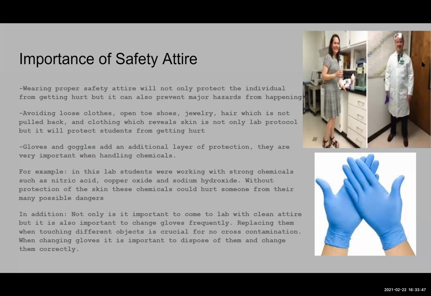Additionally, when heating glassware during this experiment, goggles and gloves should be worn to protect against potential explosions involving broken glass. It is also important to frequently change gloves to avoid cross-contamination, and when doing so, to properly dispose of them and change them correctly. Wearing safety attire adds a protective layer to minimize damage and is an important precautionary measure that promotes safety in the lab. Additional personal protective equipment may be necessary as well and should be selected based on the hazards of your work.